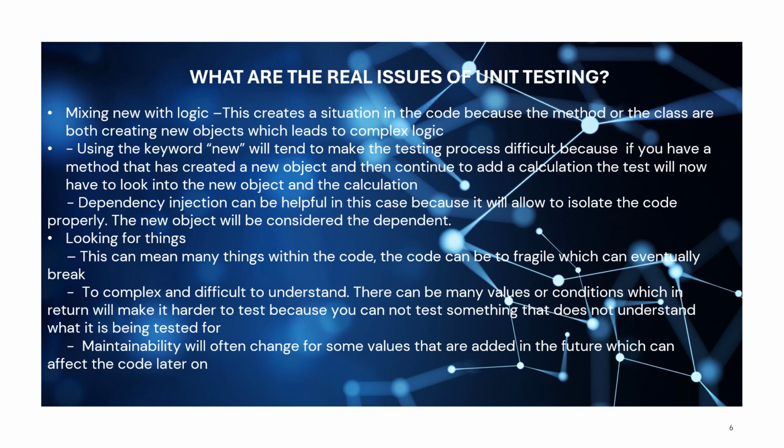Looking for things. This can mean many things within the code. The code can be too fragile, which can eventually break. Too complex and difficult to understand. There can be many values or conditions, which in return will make it harder to test because you cannot test something that does not understand what it is being tested for. Maintainability will often change for some values that are added in the future, which can affect the code later on.